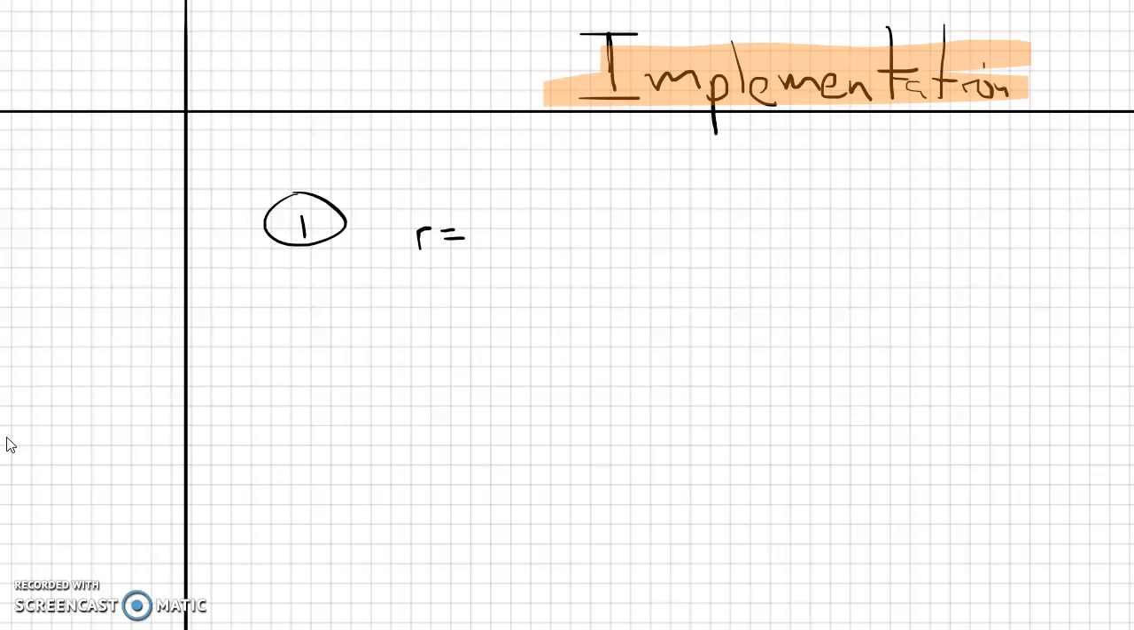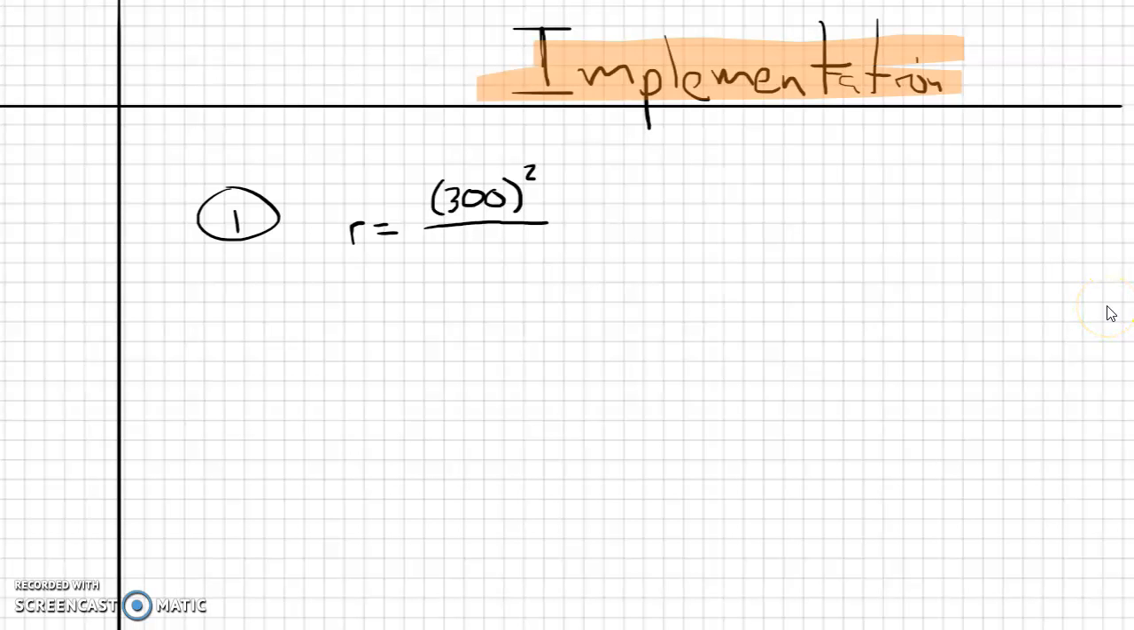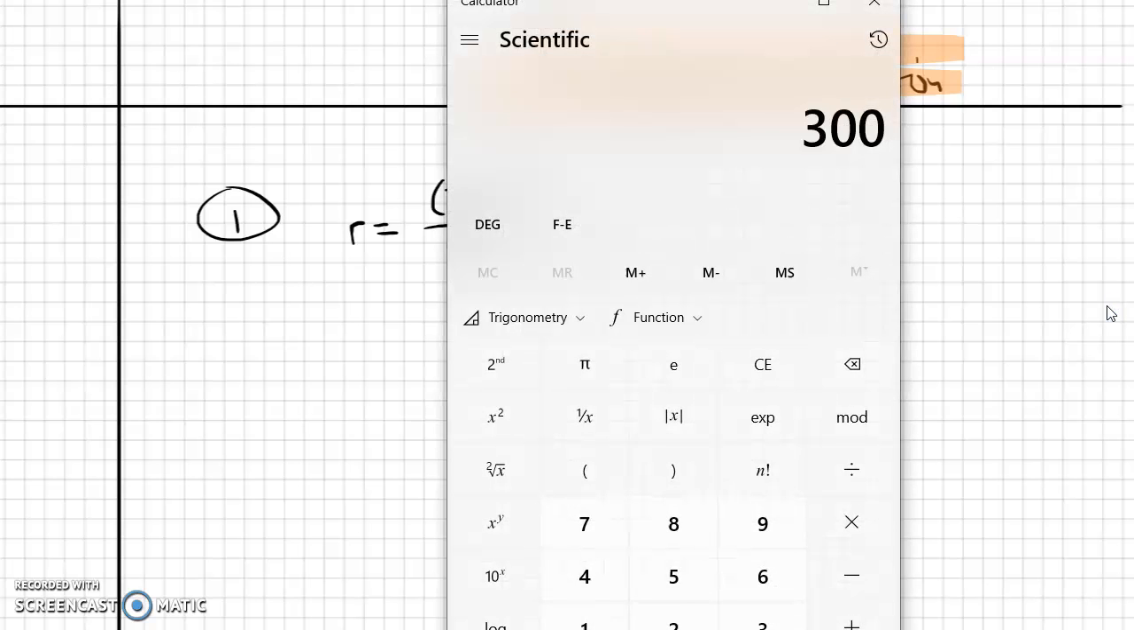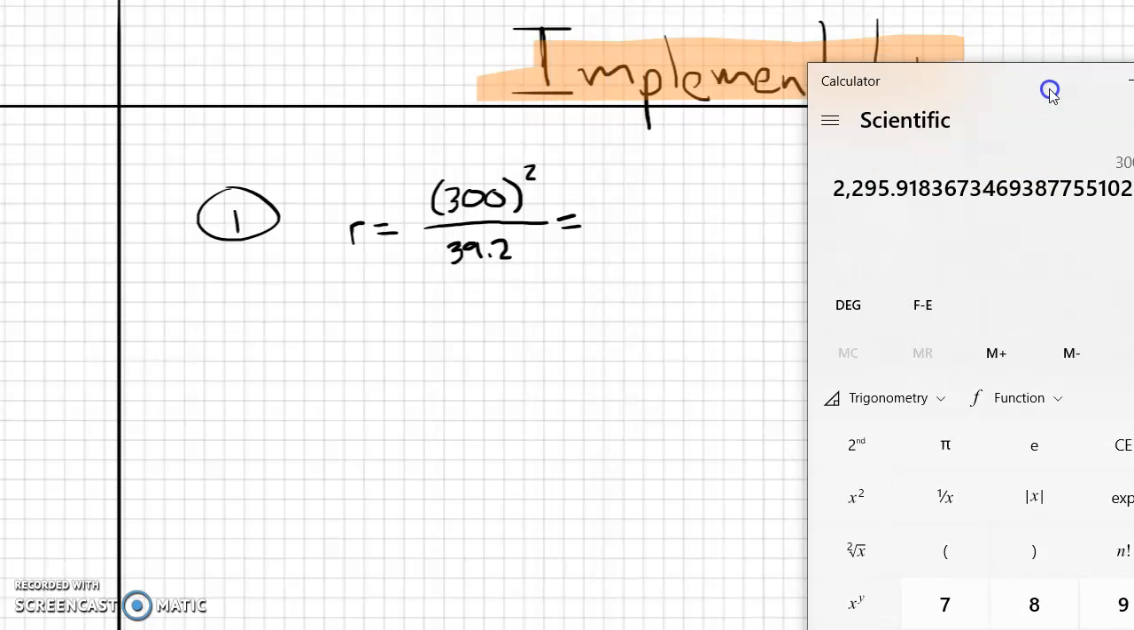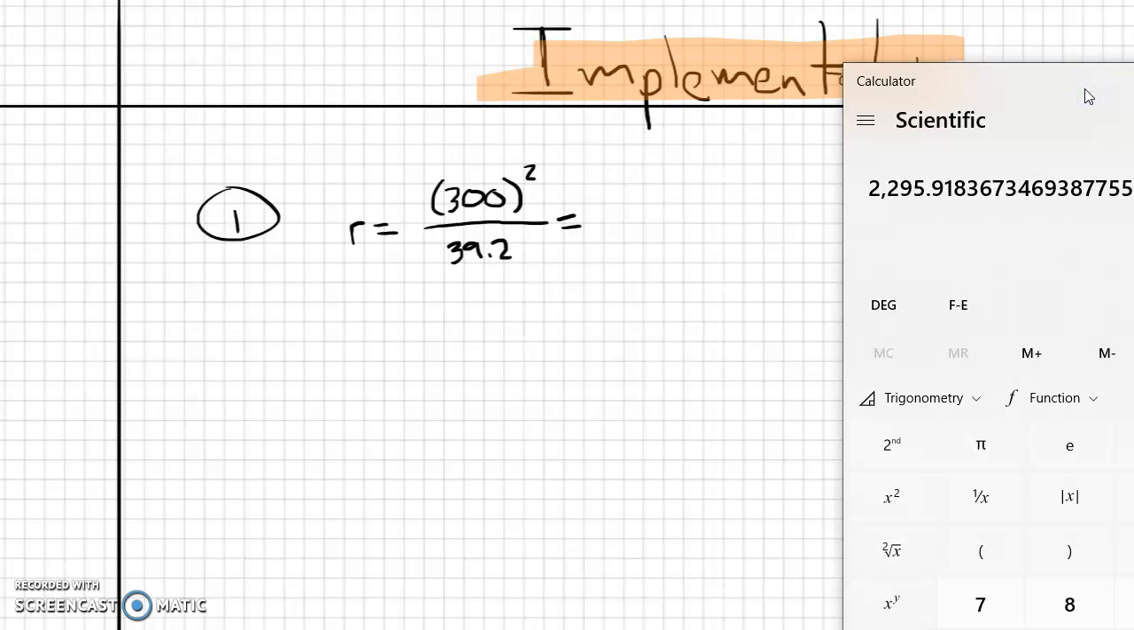So r equals v squared, that was 300 meters per second, over a_c, which I want to say was 39.2. I'm going to go back and check it real quick before I put the wrong number. I did double check that, and we do have 39.2 meters per second squared. Let me bring up my calculator. We're going to take 300 times 300 and divide that by 39.2, and we end up with about 2,296.